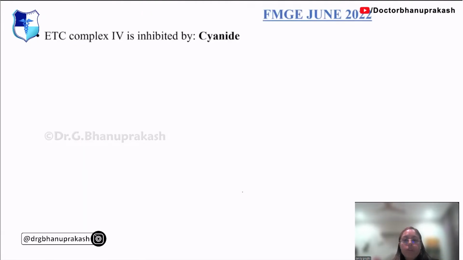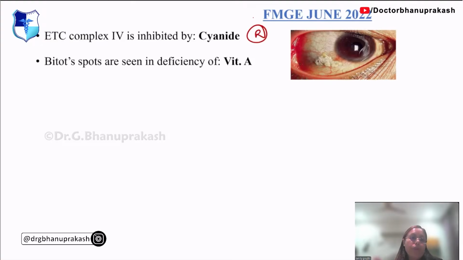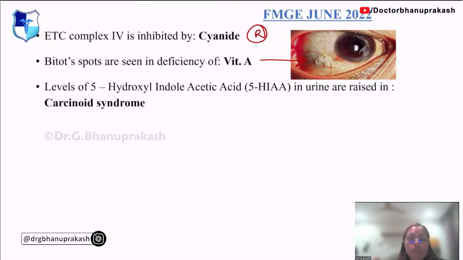Okay, next is your exam, June 2022. ETC complex 4 is inhibited by cyanide. Again, repeat question, repeat topic. Bitot's spots are seen in deficiency of vitamin A, very specific: the foamy keratin deposition in the conjunctiva. 5-hydroxyindoleacetic acid is increased in carcinoid syndrome.